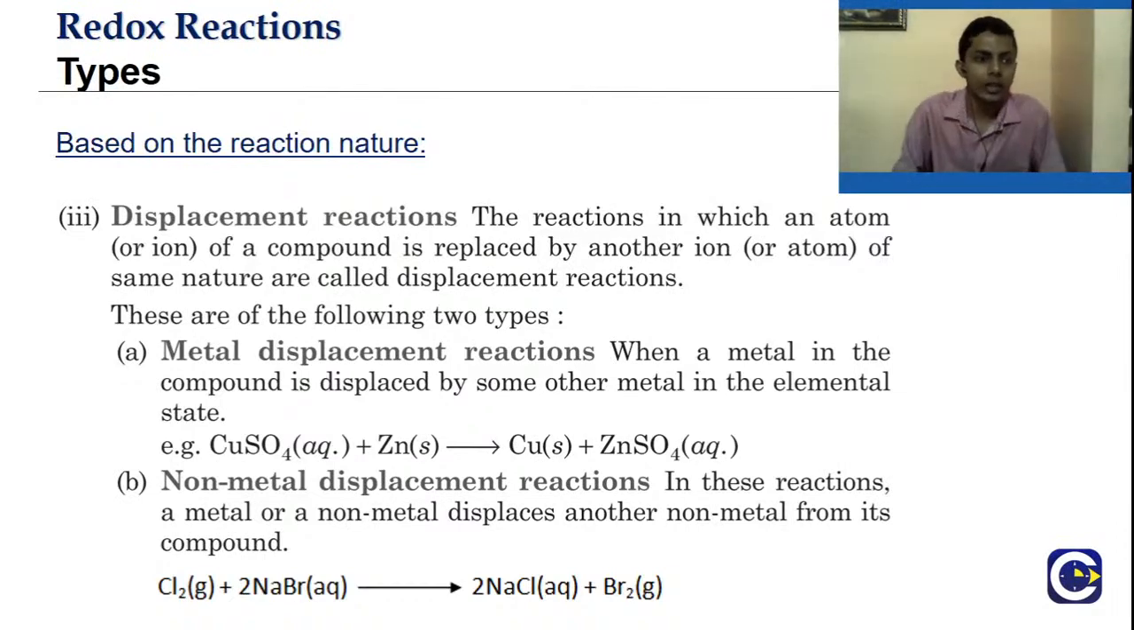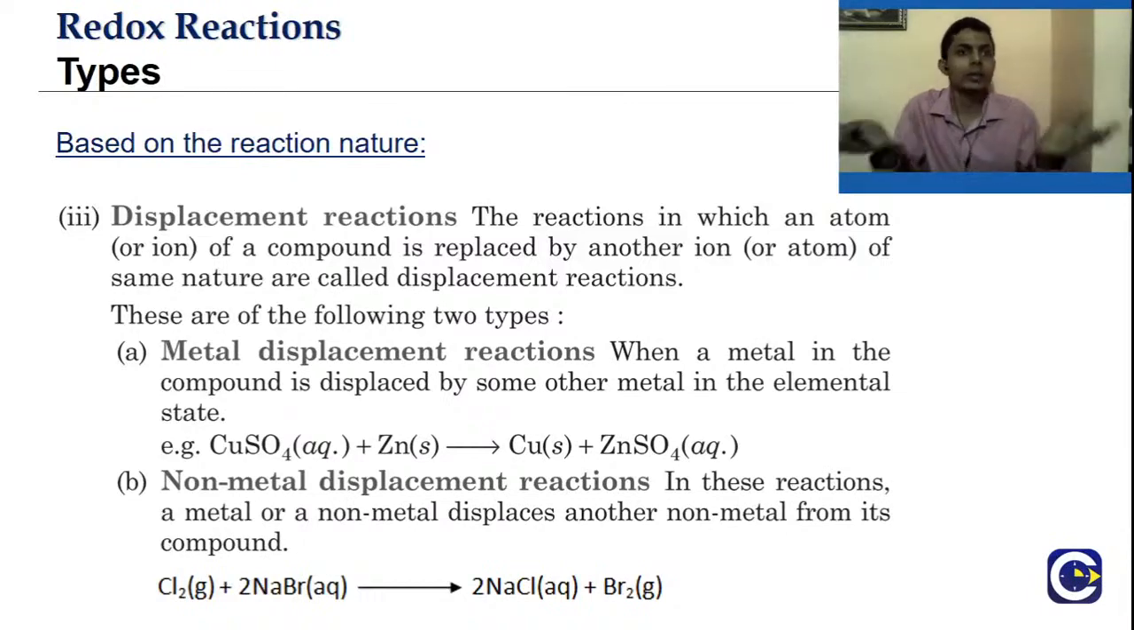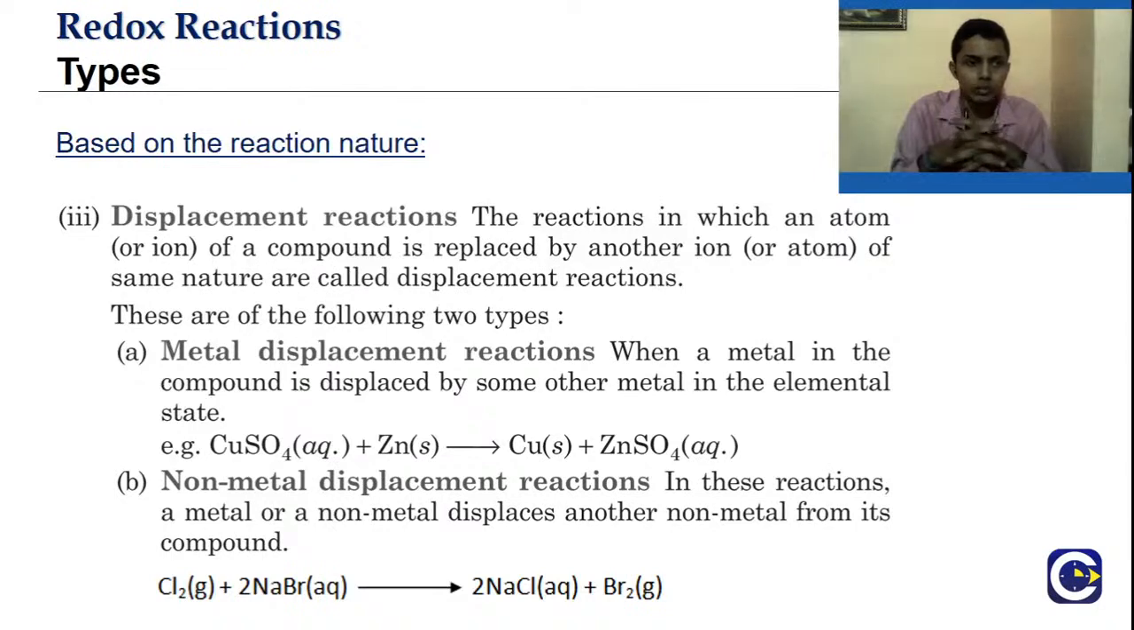What is a displacement reaction? A reaction in which one atom or ion of a compound is replaced with another. Both are possible. Now, a metal displacement reaction is when a metal is displaced by some other metal. For example, when CuSO4 reacts with zinc, zinc sulfate will be formed and copper solid will be deposited.